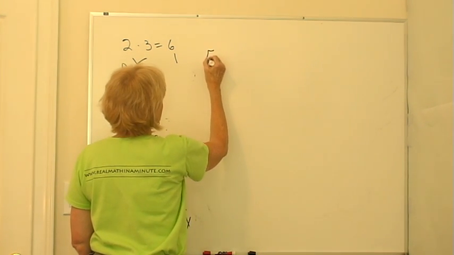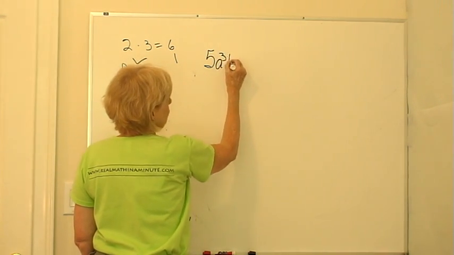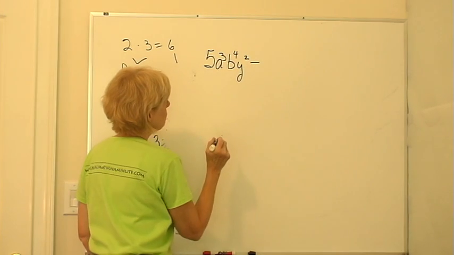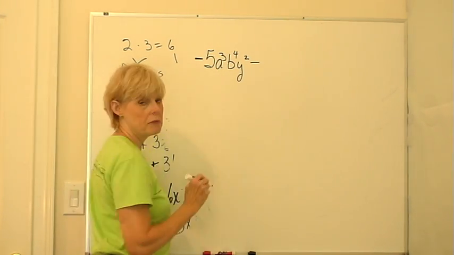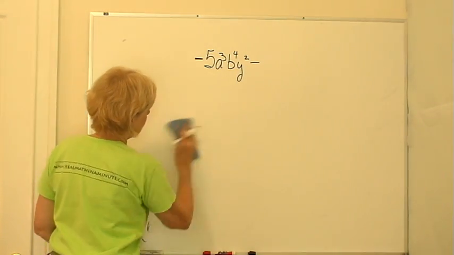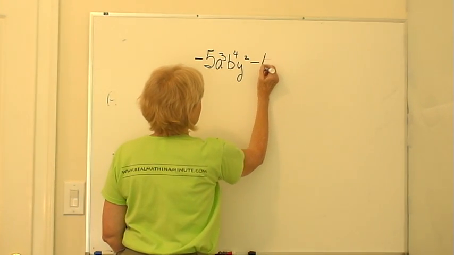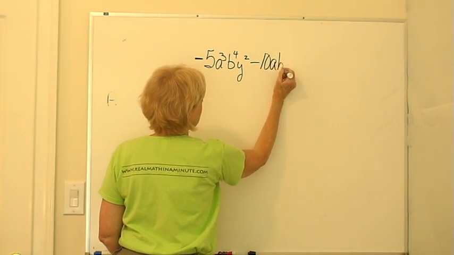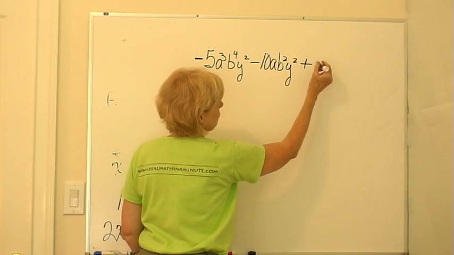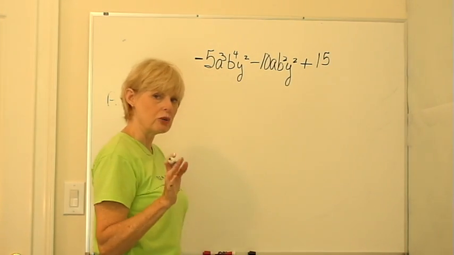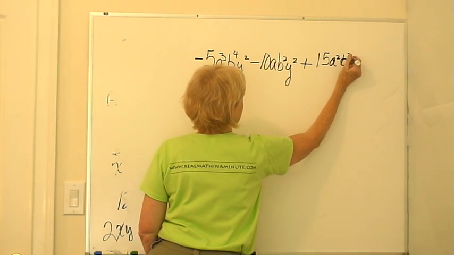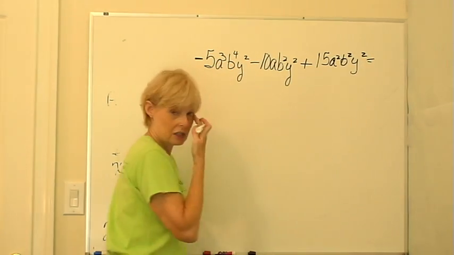Let's say we have 5 a to the third, b to the fourth, y squared minus. Let's just make this interesting and say we have a minus to start with. That'll give us a little more practice in leading off with a negative. And then let's say we have negative 10a b squared y squared. And then let's say we have positive 15, and I'm picking nice numbers that we can see quickly and learn from. And so let's say we've got a squared, b squared, and y squared. And we could go on with terms.